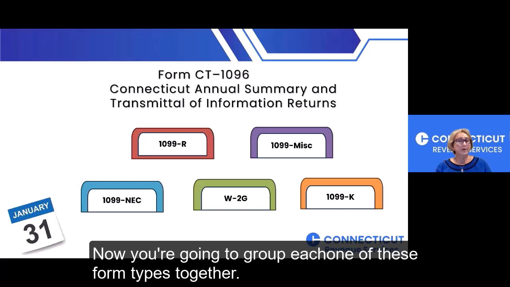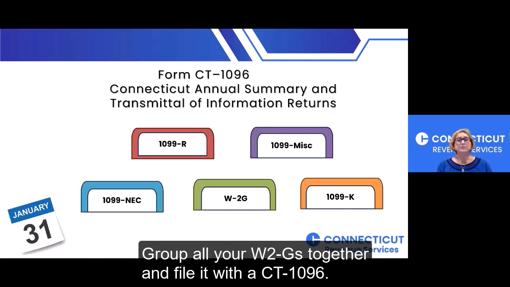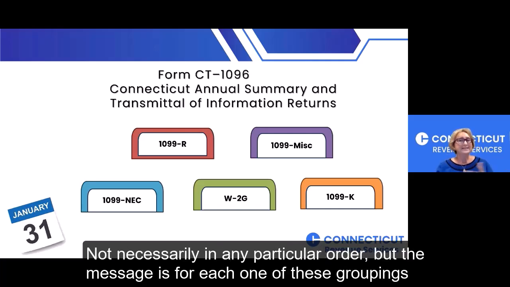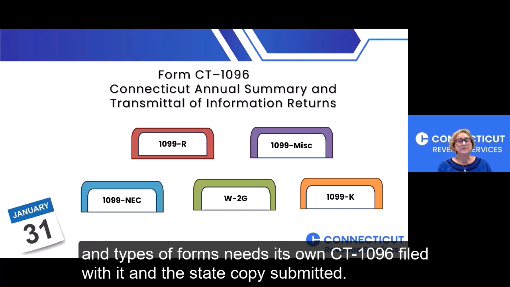Now you're going to group each one of these form types together. Group all your W2Gs together and file it with a CT 1096. Next, group all your 1099 miscellaneouses together and file it with your CT 1096. Not necessarily in any particular order, but the message is that each one of these groupings and types of forms needs its own CT 1096 filed with it and the state copy submitted.